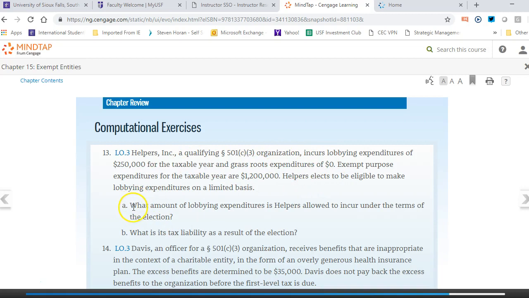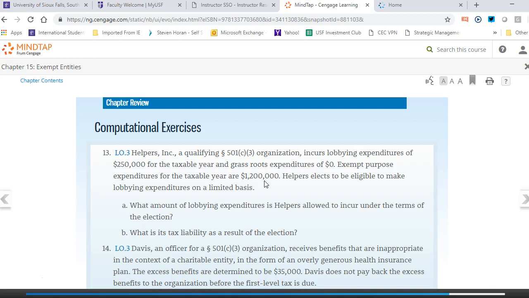So letter A. What amount of lobbying expenditures is Helpers allowed to incur under the terms of the election? That's really what a big chunk of the chapter is ultimately about. Before we get into this, let me mention that page 6 of the chapter is a good reference guide for you. Any homework problems that you have that deal with this particular question for Chapter 15, go to page 6. At the very top there's a little bit of a tax table there, and we're going to use that to solve this question.